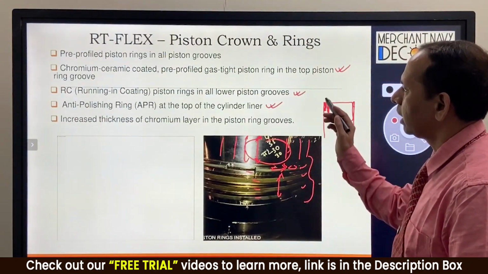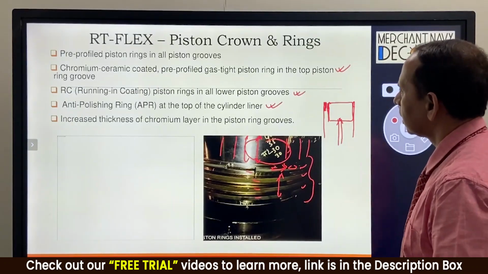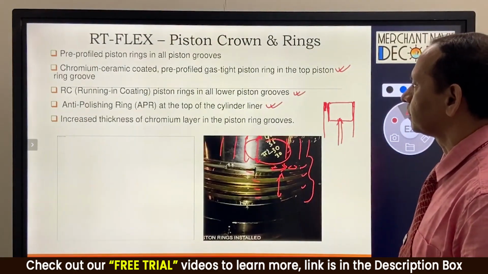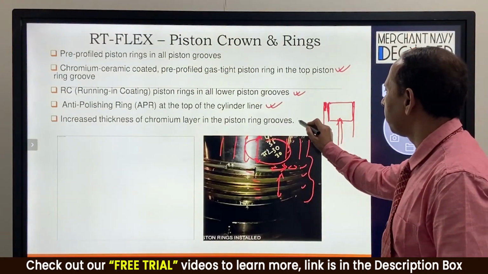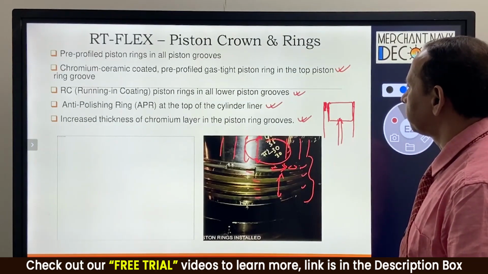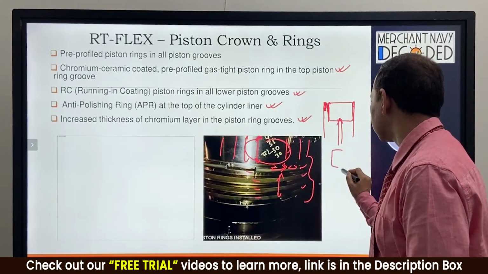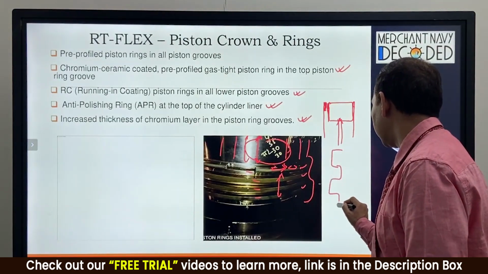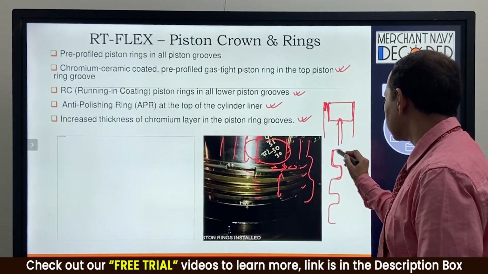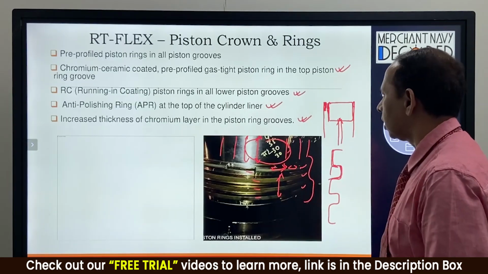That is why the role of the anti-polishing ring is now an integral part of all modern engines, and this is compulsorily given in all high top land piston designs. Then another improvement they have made is increased thickness of the chromium layer in the piston ring groove. So the piston ring groove is also suffering because of high peak pressure and temperature, since these engines are highly rated. So in this new design they have made this piston ring groove stronger now.